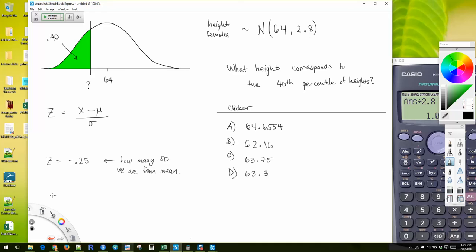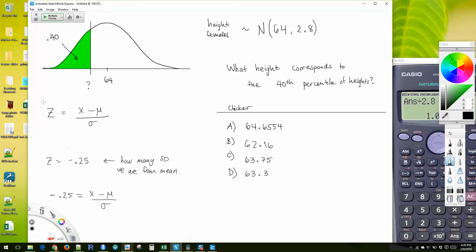One way we can solve this is using my equation for the z-score. I can just plug in the values that I have. So I know that z is negative 0.25. I'm going to plug in z equal to negative 0.25, and then I'm going to say, well, z is equal to x minus mu over sigma.